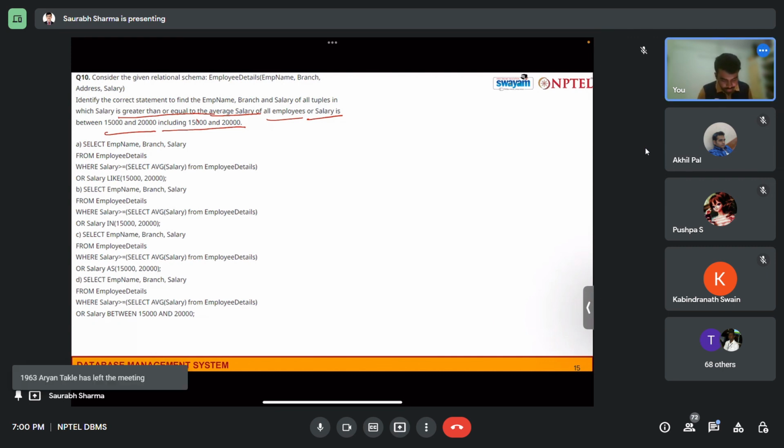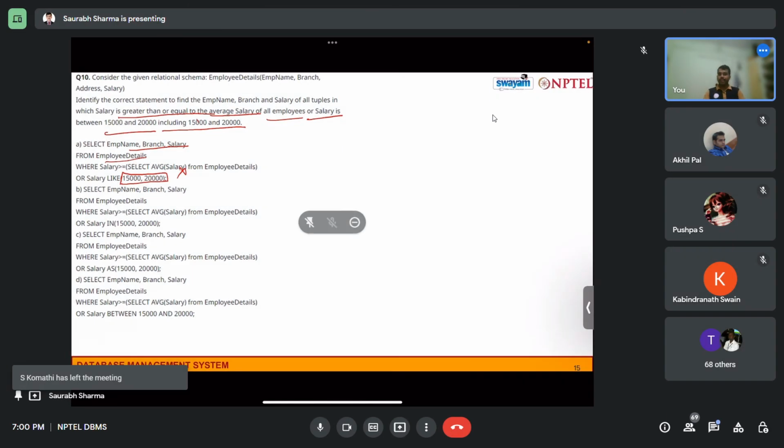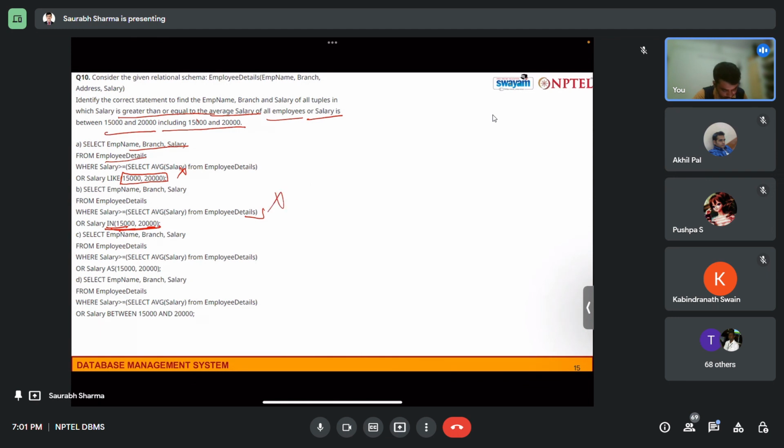So we will go one by one. In the first, it is telling select employee name, branch, salary. Okay, we have to select all three from employee details. That is also correct. Here salary is greater or equal to select average salary from employee details. That is also correct. Salary like: so we are not matching any pattern, so this will be incorrect. Like is for the pattern matching case. Second, till this it is the same, salary in. So in basically excludes these limits. Okay, so it will be incorrect.